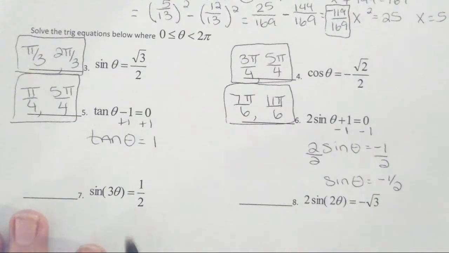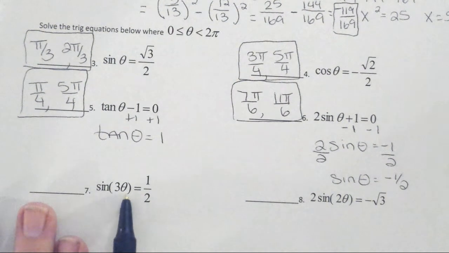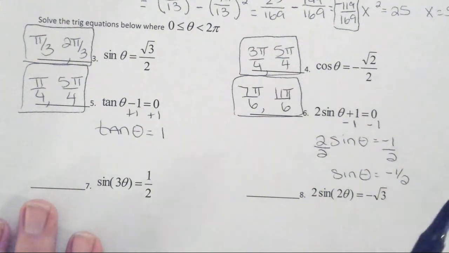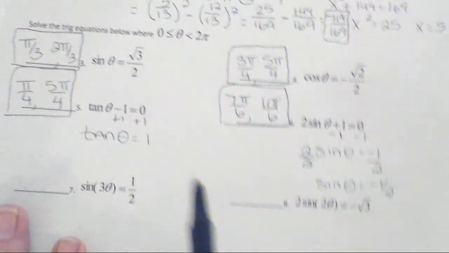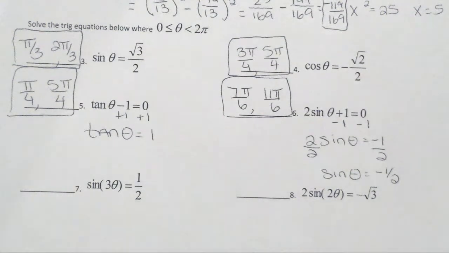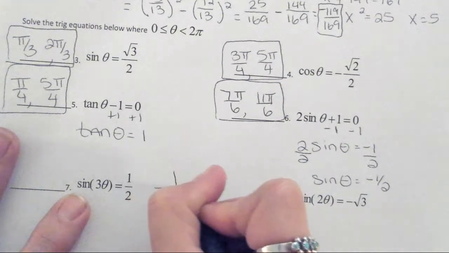Okay. Now when we get down to 7 and 8, they're a little bit different because there's this number that's touching the theta. So this says 3 theta, and that means to me that I'm going to go around the circle 3 different times. And every time I go around the circle an additional time, I have to add 2 pi to my answers. So on number 7, I'm going to sketch a little circle right here.